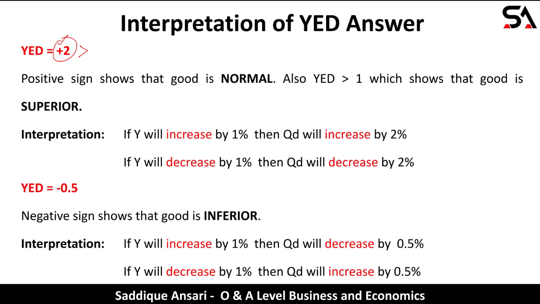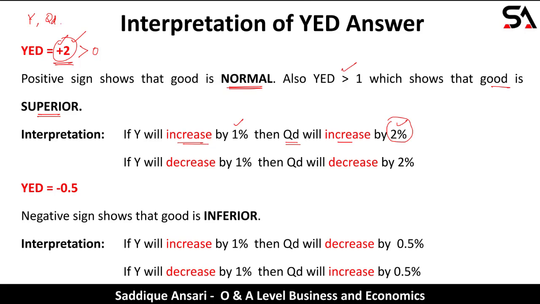This value is greater than 0, a positive value. Positive sign shows that good is normal good. Also, this value is greater than 1, which shows that good is superior good. And if we have to interpret this positive 2, there are two variables, income and quantity demanded of the good. So if income will increase by 1%, then quantity demanded will increase by 2%.